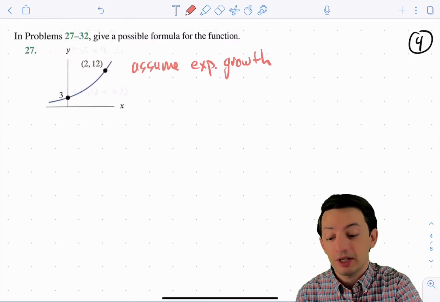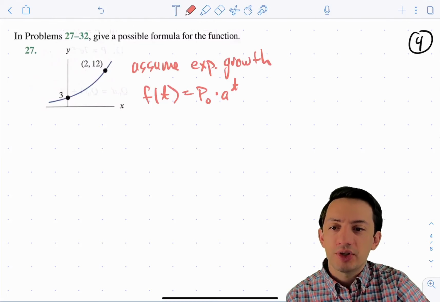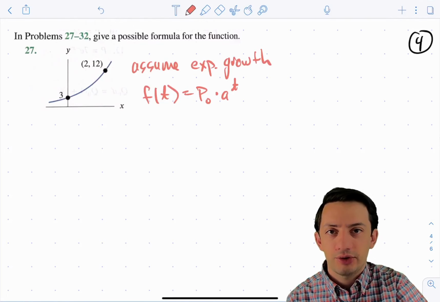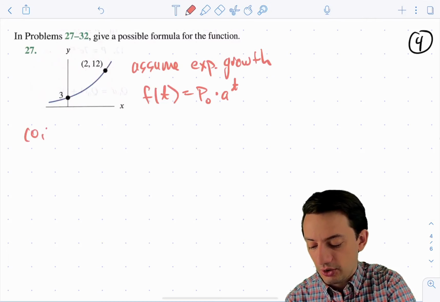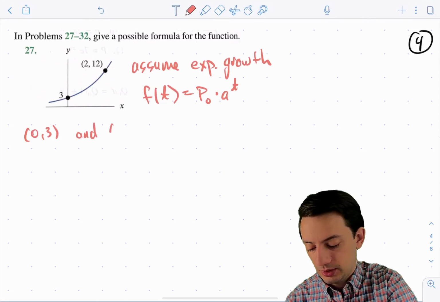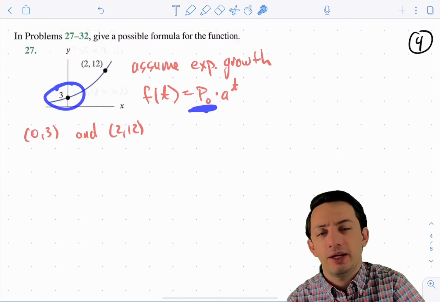And that means we're assuming that it has our general form, f of t equals p0 times a to the t. So let's try to do the same thing. Let's try to find p0 and try to find a. We do kind of have 2 points like before. We have 2 comma 12, and we have this y-intercept 3. So that's really 0 comma 3 and 2 comma 12. But it's a little bit simpler than the last one because we've got this y-intercept, and that's kind of exactly what p0 is.